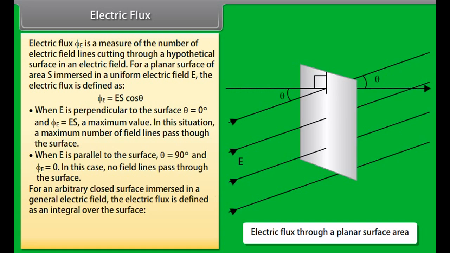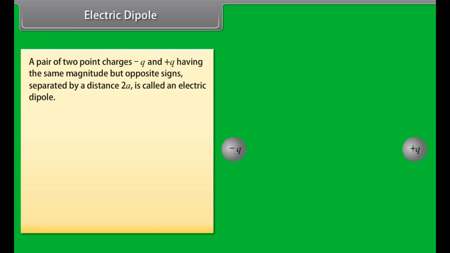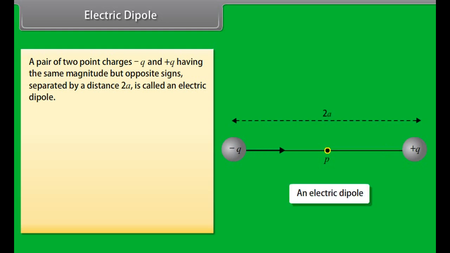For an arbitrary closed surface immersed in a general electric field, the electric flux is defined as an integral over the surface of E cos theta. The SI unit of electric flux is Newton meter square per Coulomb. Electric dipole. A pair of point charges, minus q and plus q, having the same magnitude but opposite signs, separated by a distance 2a, is called an electric dipole.